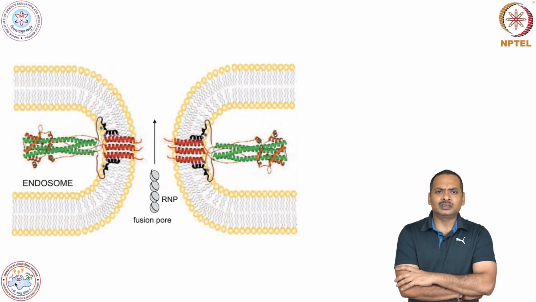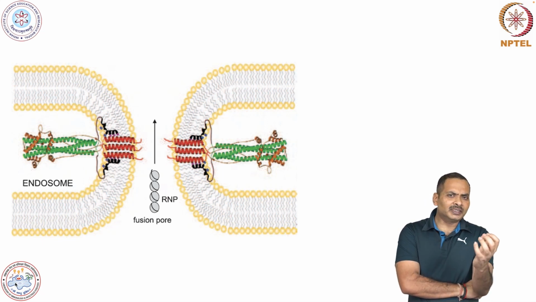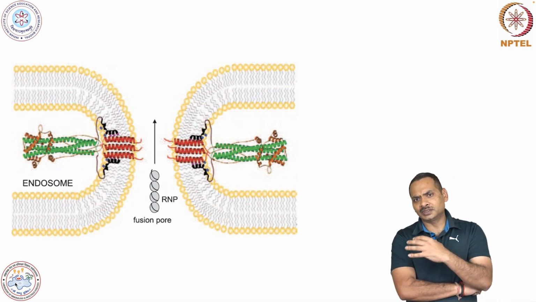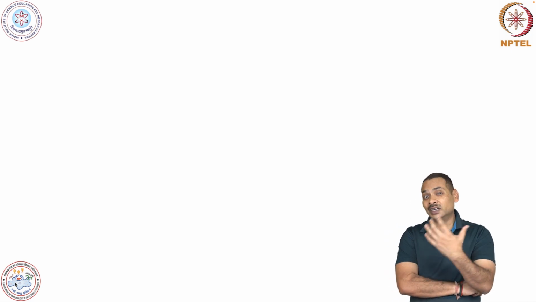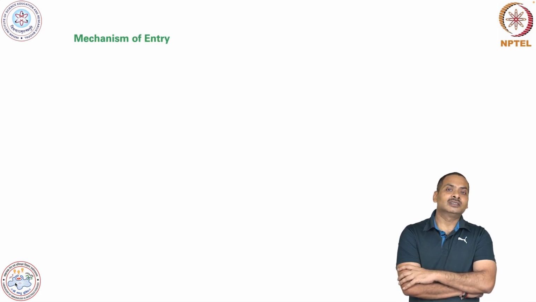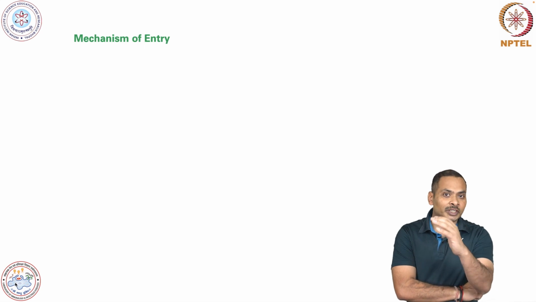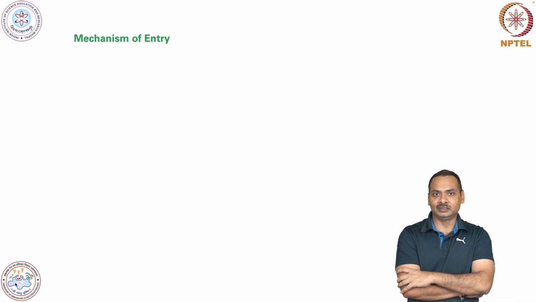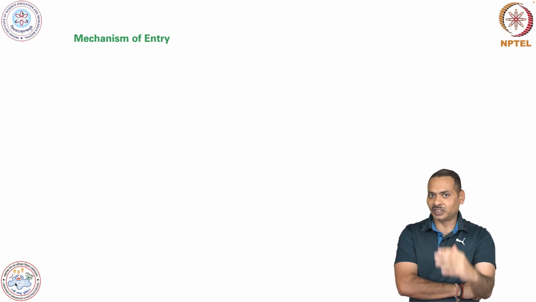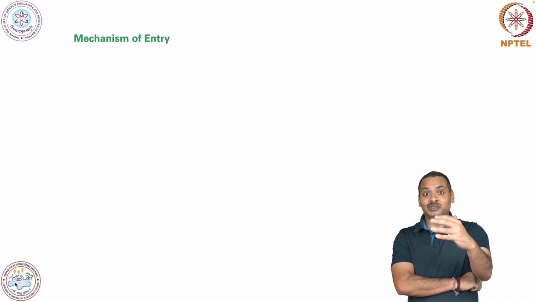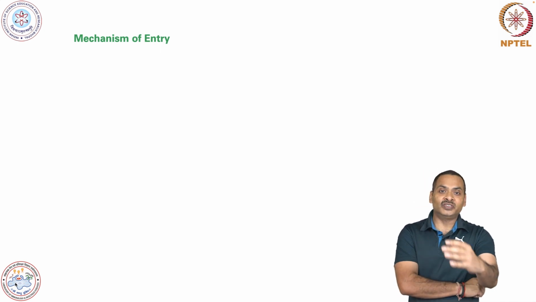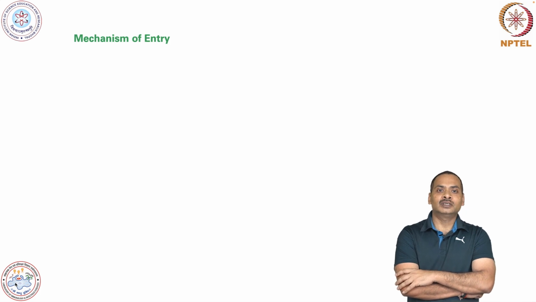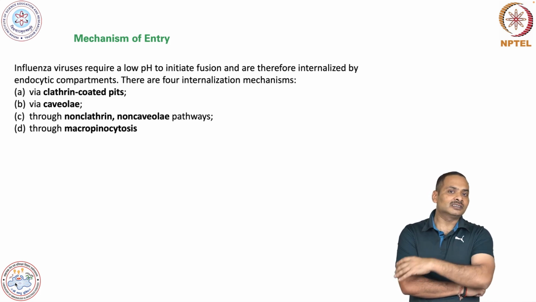The virus is translocated into the cell by various entry mechanisms, and these entry mechanisms play a very important role. If you do something at this stage, the virus cannot replicate and there will be no infection. Therefore, there are some drugs which interfere with this entry step. Let us look at how the entry goes on.